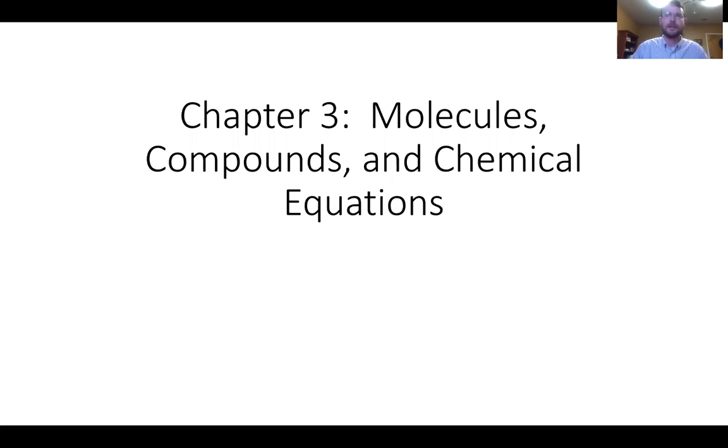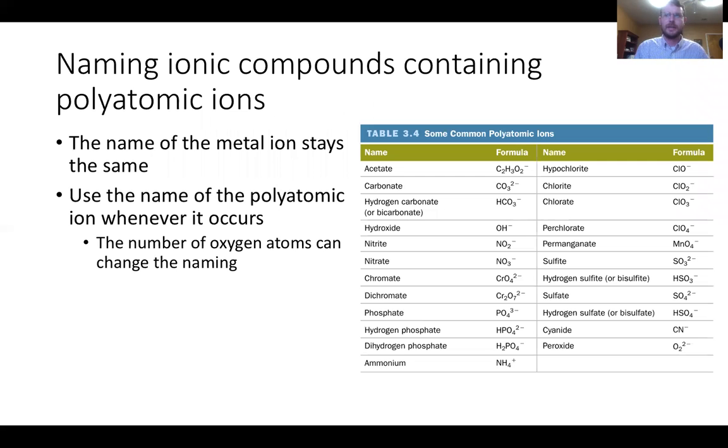The other thing I want to say up front, we're going to get to it later in the discussion or in the PowerPoint, but I just want to bring this table 3.4 up to the front here. These are some common polyatomic ions. You need to memorize this table. You need to know that OH is a hydroxide. We're going to talk about why these are special later. But, carbonate, hydroxide, nitrite, nitrate, chromate, chlorite, chlorate, perchlorate, permanganate.